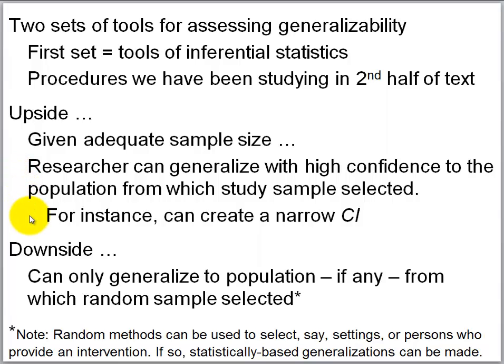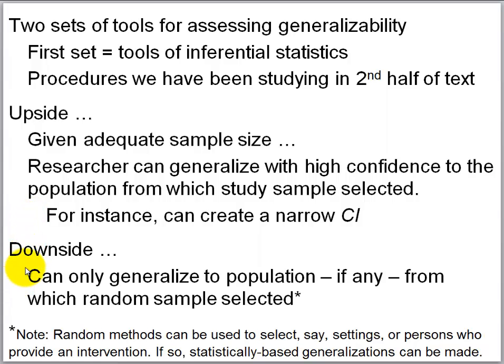For instance, the researcher can generate a narrow confidence interval. So if you've got a narrow confidence interval, you're quite confident of the results that you would obtain if the study could be replicated in the full population. So generalizations made using the tools of inferential statistics are ones we can have a great deal of confidence in.